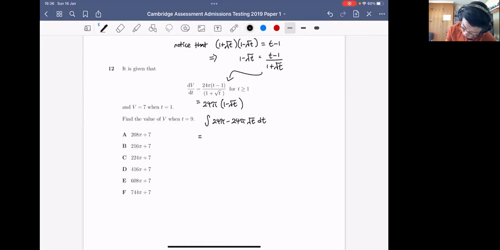What does this give you? 24 pi t minus 24 pi t to the 3 on 2, divided by 3 on 2, which is the same as multiplying by 2/3. 24 multiplied by 2/3 is 16. So then this just becomes 16 pi. And since this is an indefinite integral, let's not forget the plus c, where c is a real number.